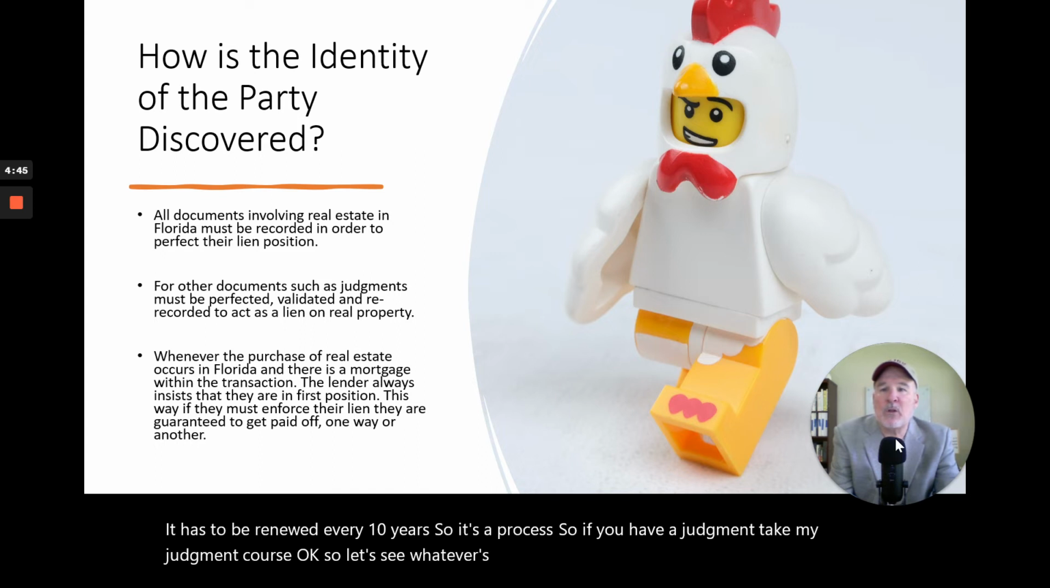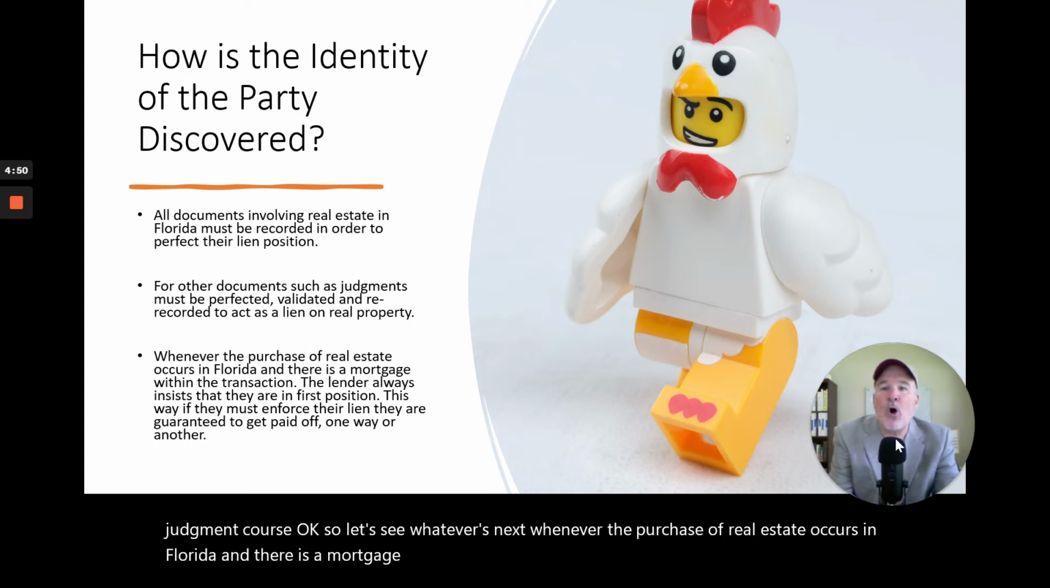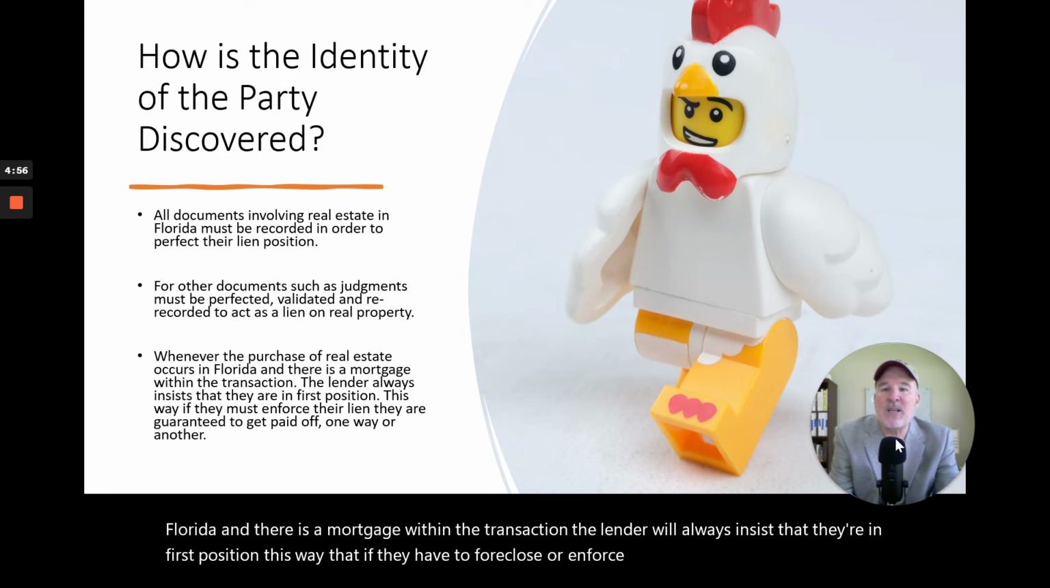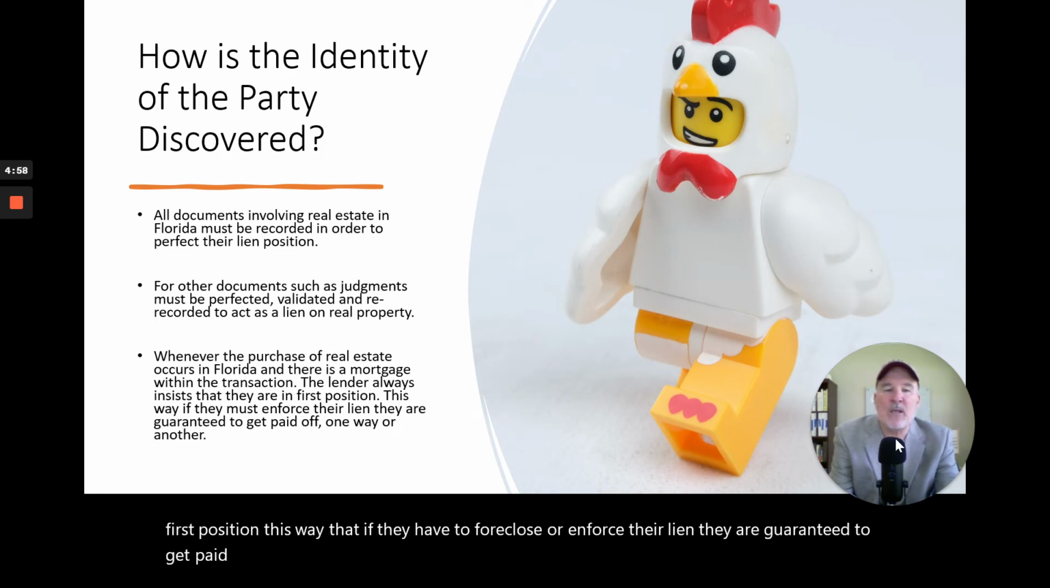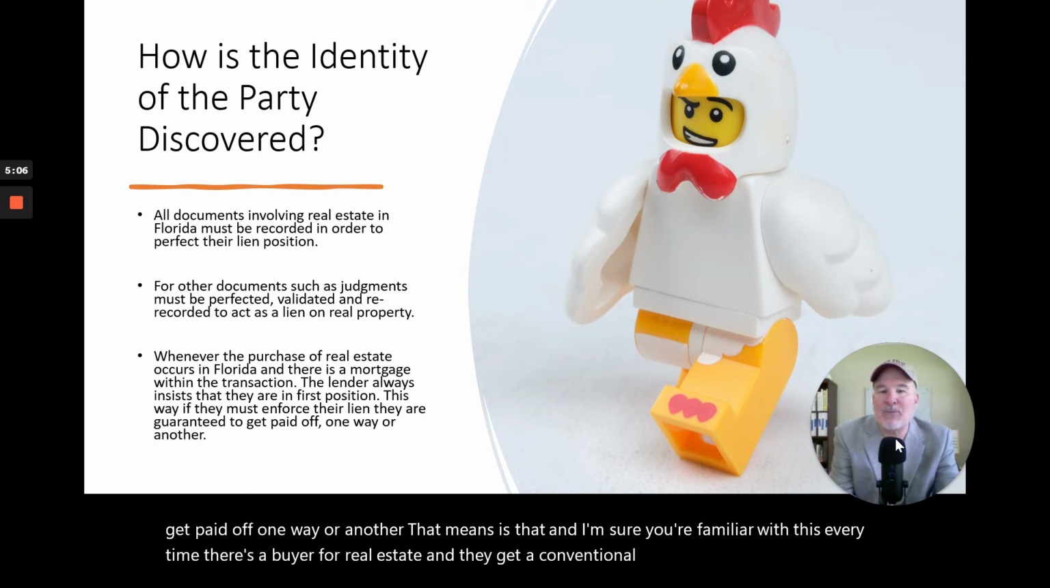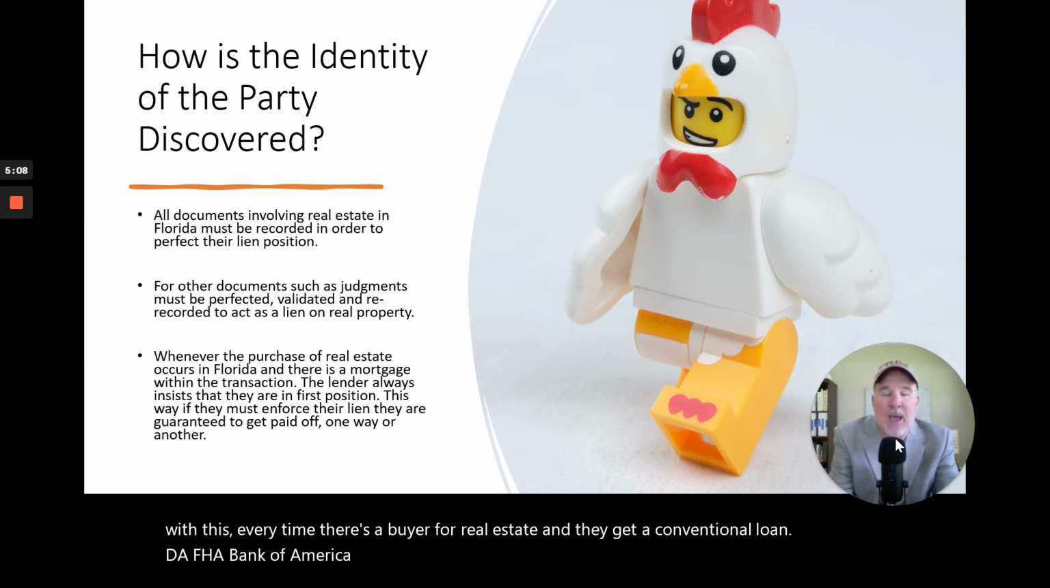Whenever the purchase of real estate occurs in Florida and there is a mortgage within the transaction, the lender will always insist that they're in first position. This way, if they have to foreclose or enforce their lien, they are guaranteed to get paid off one way or another. What that means is that, and I'm sure you're familiar with this, every time there's a buyer for real estate and they get a conventional loan, VA, FHA, Bank of America, mortgage broker, it doesn't matter. That lender needs to be certain that they're in first position.